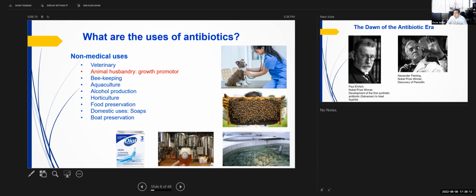Antibiotics are also needed for beekeeping and aquaculture. They help in the production of alcohol, for the production of foods, as food preservatives, and we even use them in soaps, okay? So as you can see, antibiotics are pretty much everywhere. We need antibiotics for pretty much everything. But this has also led to the abuse of antibiotics, and I'm going to be talking about that later.